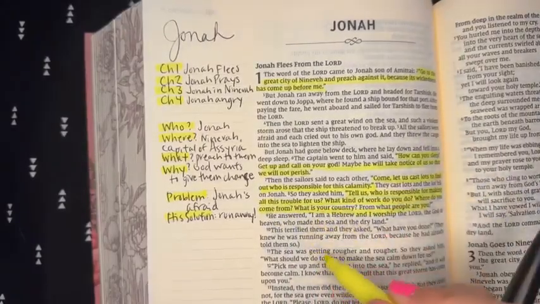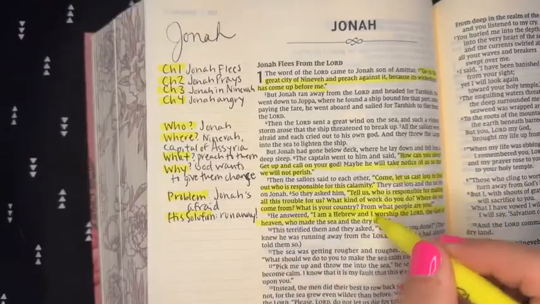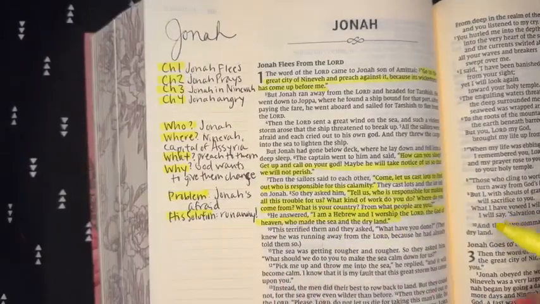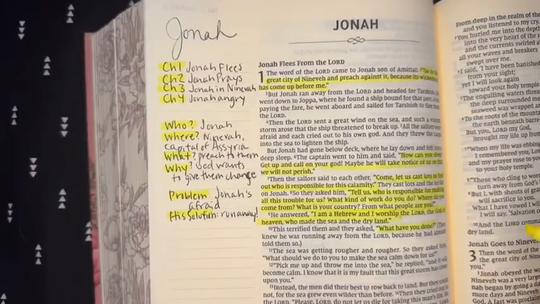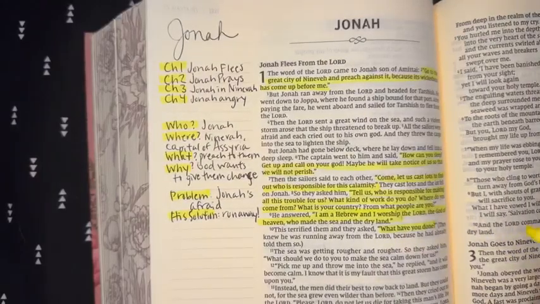Then Jonah answers in verse 9, "I'm a Hebrew. I worship the Lord, the God of heaven, who made the sea and the dry land." This terrified them. They asked, "What have you done?" They knew he was running away from the Lord because he'd already told them so.